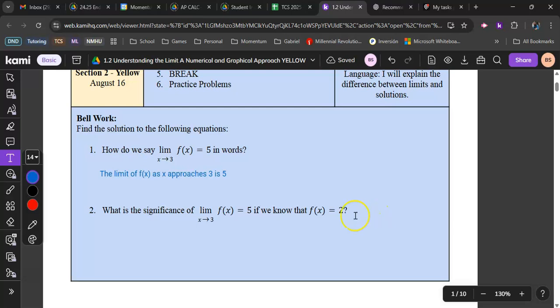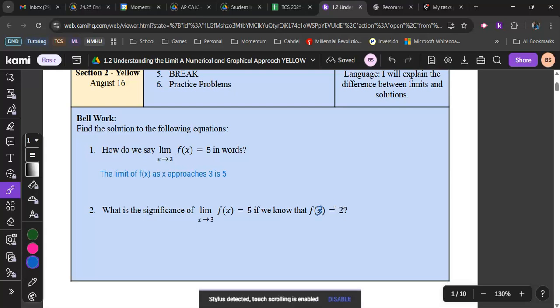Oh, you know what? This one didn't make sense probably. This was supposed to be f of 3. I need to go change that. So now that we know that, let's look at it again with fresh eyes. So if we know that the limit of f of x as x approaches 3 is 5, but we know that f of 3 equals 2, what's the significance? What does that mean is going on there?